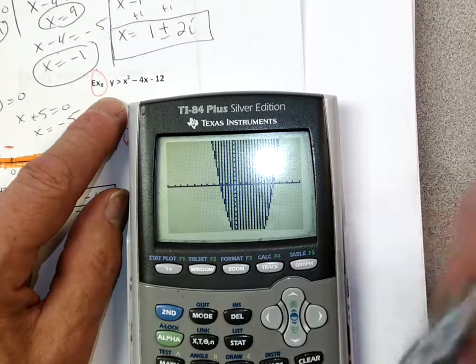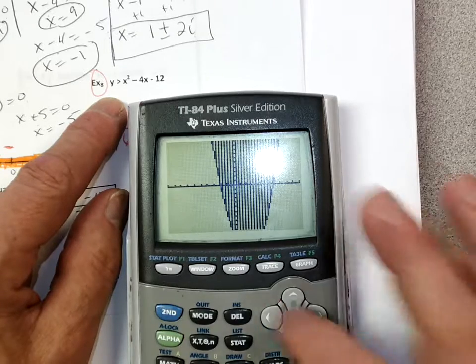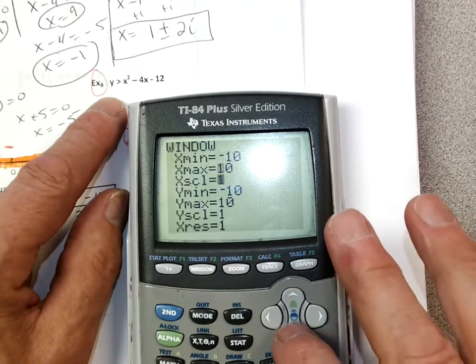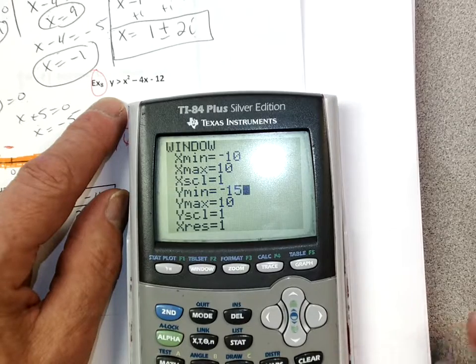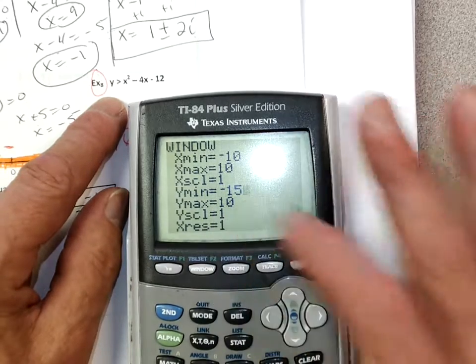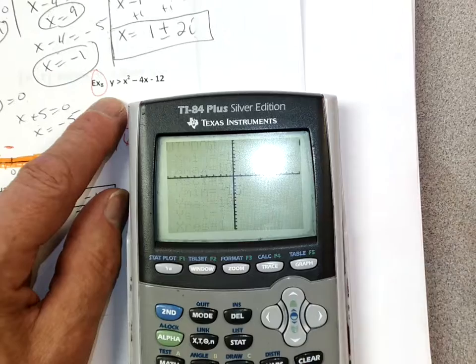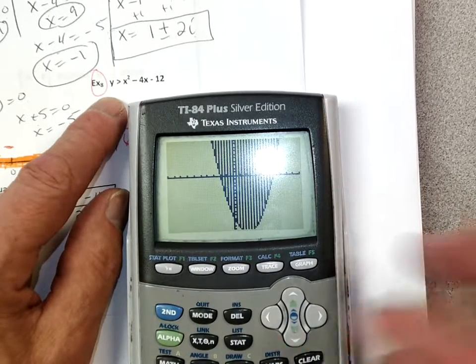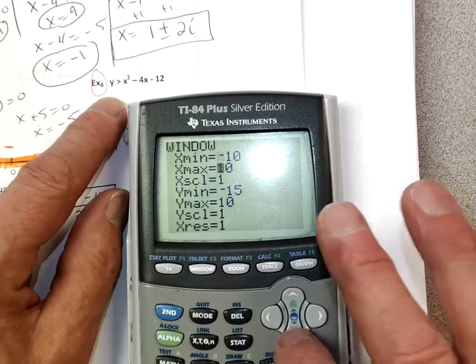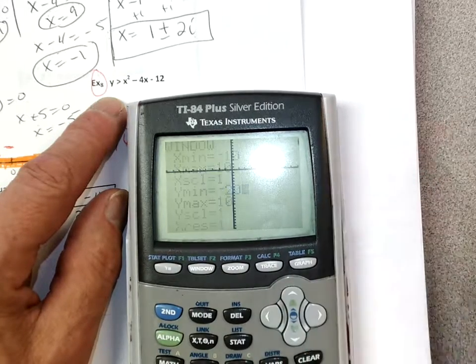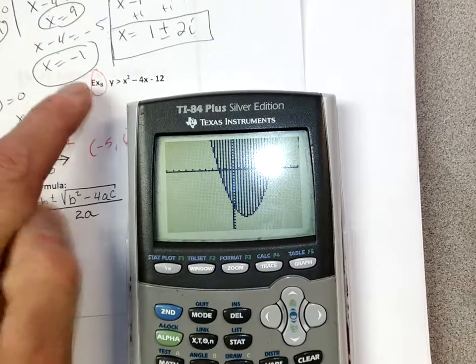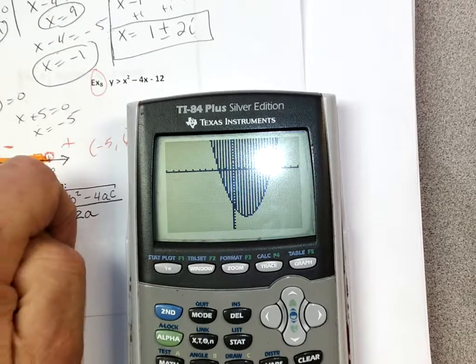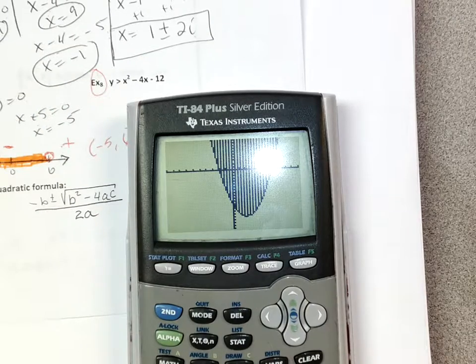I might need to see a little bit lower to get all the points. So go to my window, and I'm going to make my y min a little bit more. How about negative 15? Yeah, negative 15 should. Y min, negative 15. Graph. Okay, there it is. Even maybe a little bit lower. Okay, window, y min. How about negative 20? And there it is. Okay. Shade it in. All right, great.